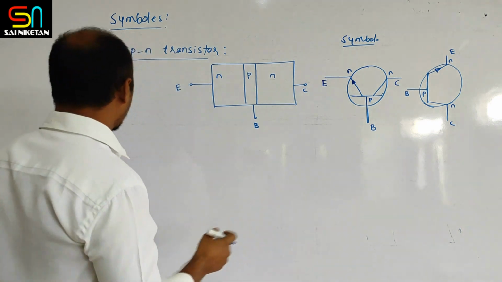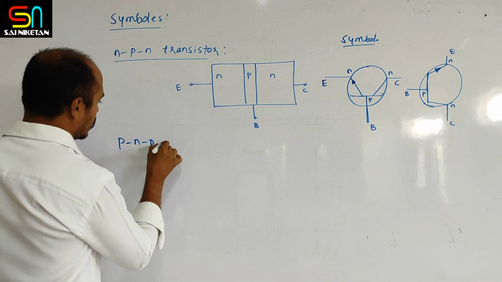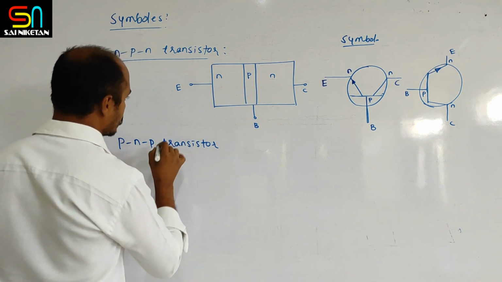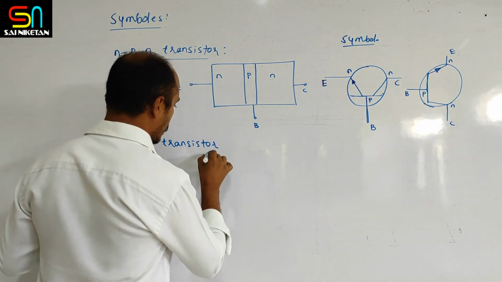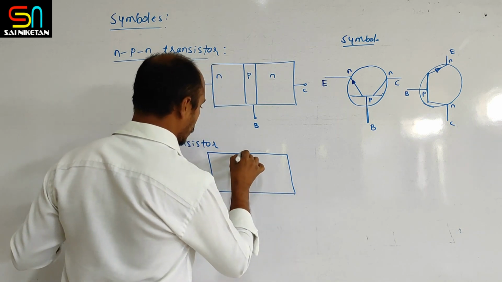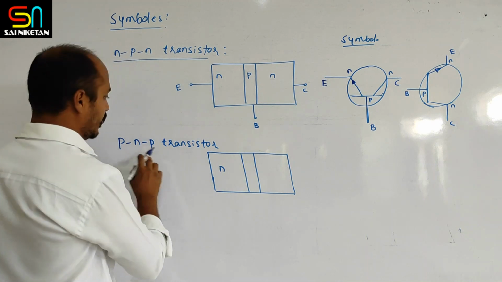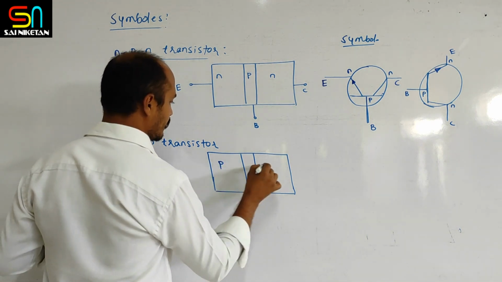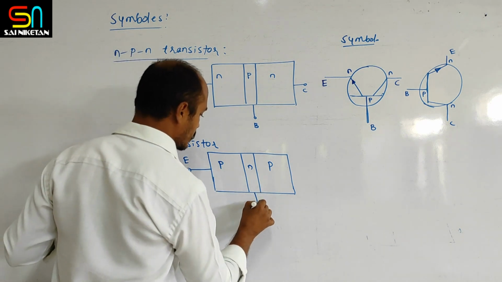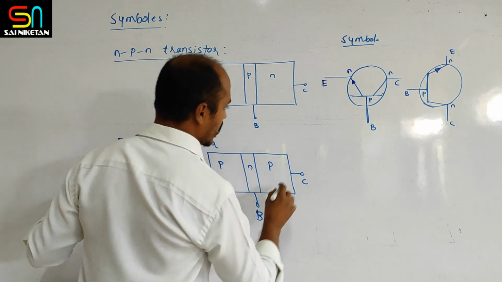Now we will talk about the PNP transistor. For the PNP transistor, we will show the block diagram first. This is the block diagram. Two P regions here and one N region. This is the emitter, this is the collector, and this is the base.